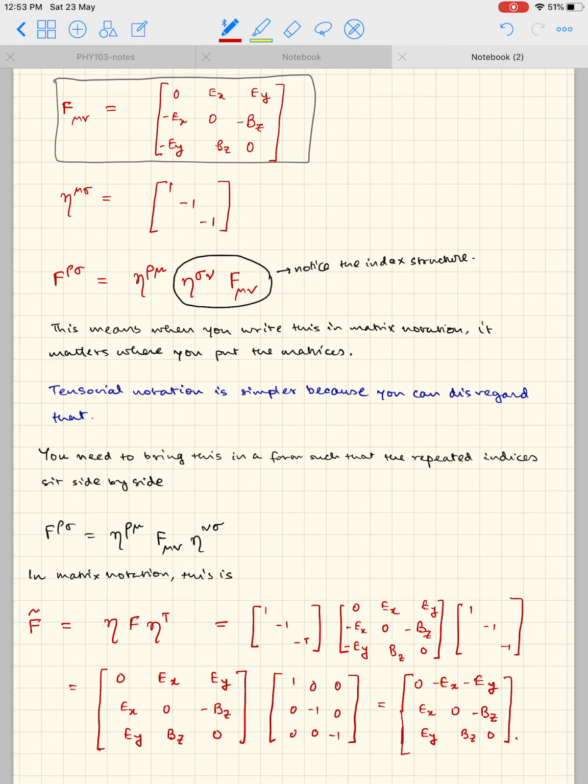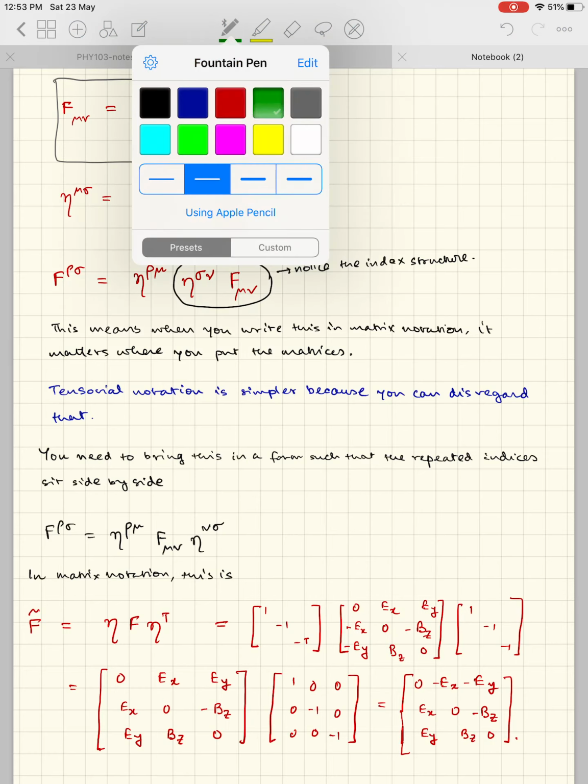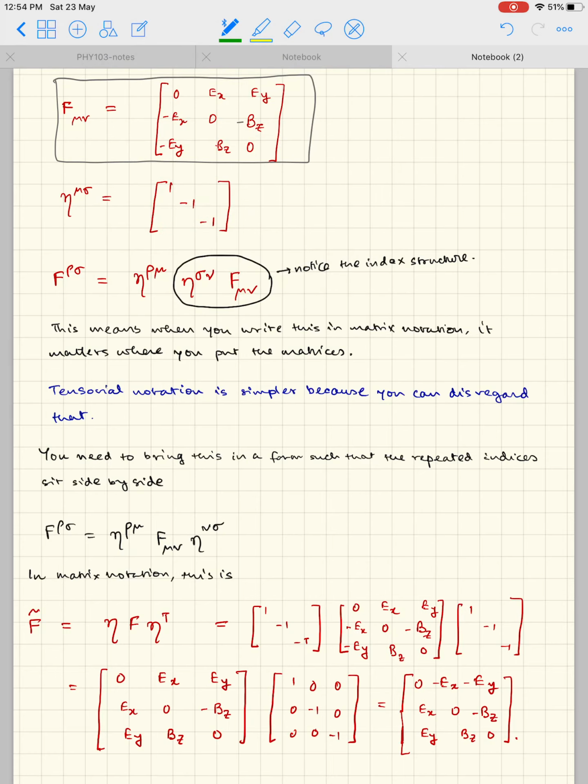All right. So what I wanted to clarify is this F mu nu, and we are looking at the three-dimensional version. So you have Ex, Ey, and Bz, and your eta now has three entries. Now, as I said before, F upstairs and F downstairs are related by two etas. But the important thing here to notice is what the index structure is.